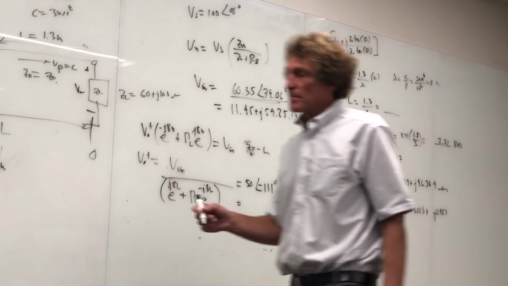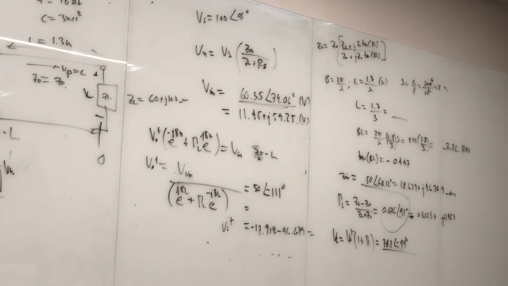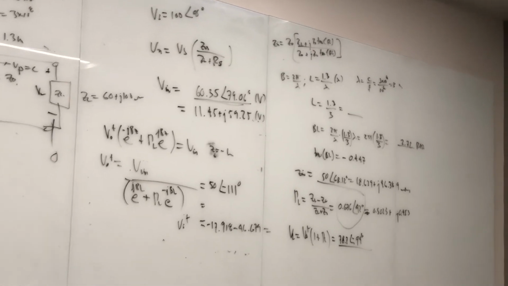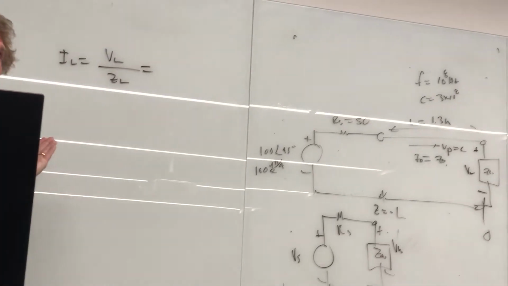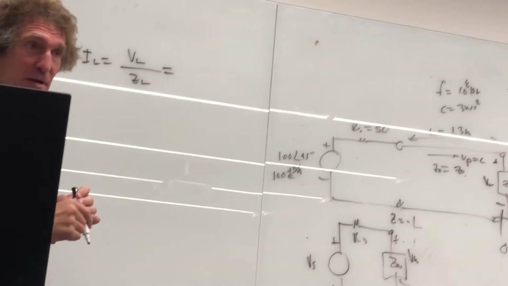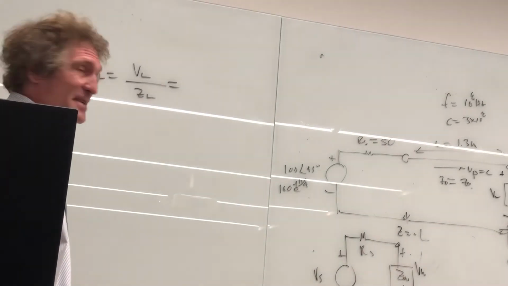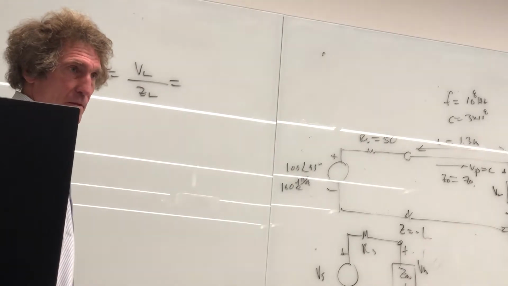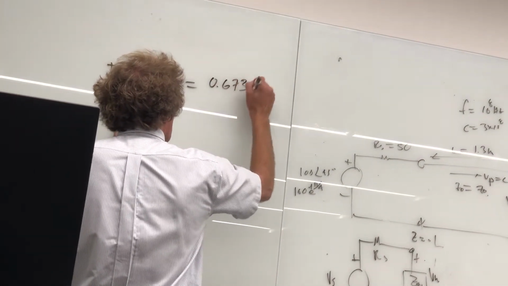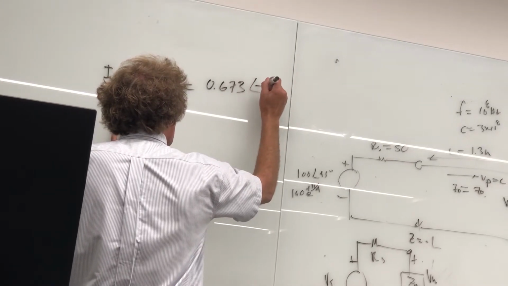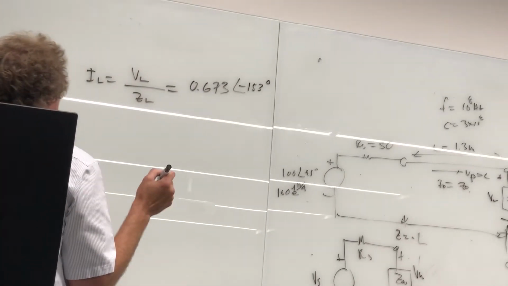Let me do the last part here. So that's the voltage at the load. I asked for the current at the load, right? Once you have the voltage at the load, current at the load is just VL over ZL. That's it. And can you tell me what that is? Well, there's no trick to this. It's VL divided by ZL. 0.673 at an angle of negative 153.3 degrees, right? Yes, degrees. All right, and that's amps.